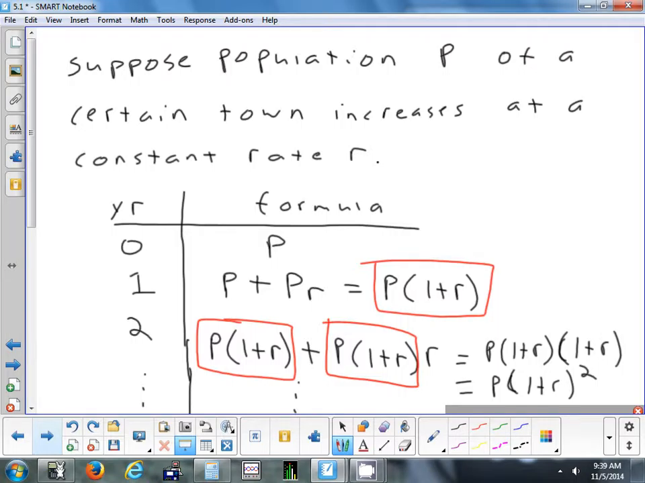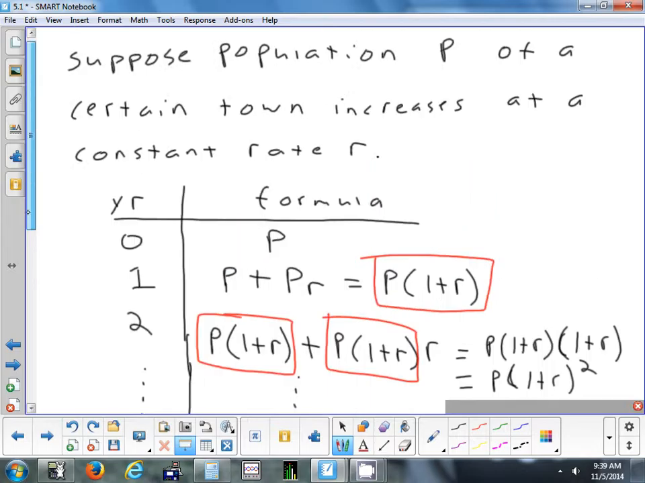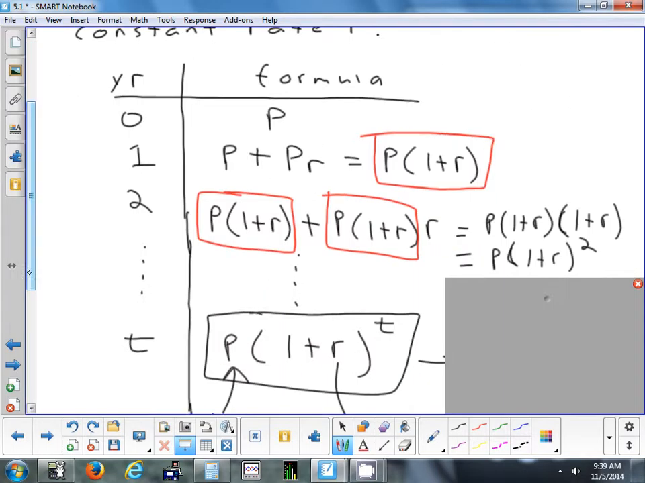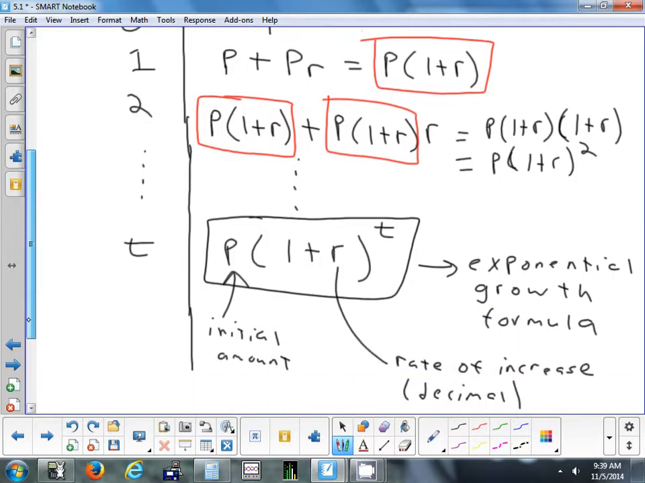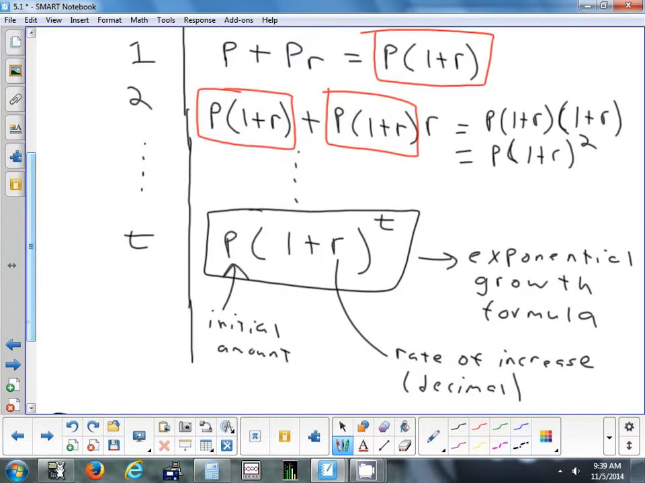So you basically take your original P times 1 plus R and raise it to the power, which would be the year? Yes. So you take P, which is your initial amount, times 1 plus R, where R is your rate, and T, well, that's how many years have gone by. Okay, that's your exponential growth formula. One thing is make sure your rate of increase is a decimal. So if it's 2%, you need to write it as 0.02.